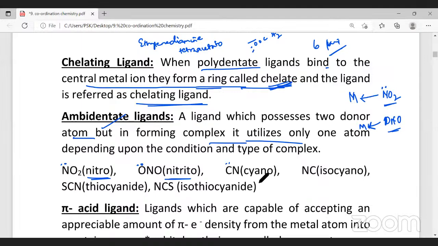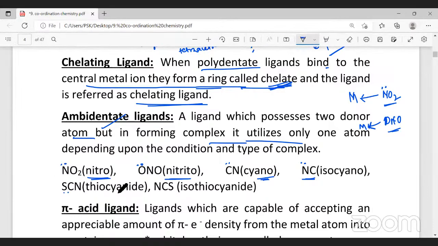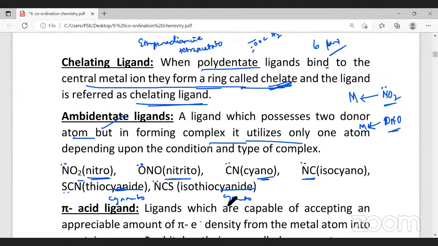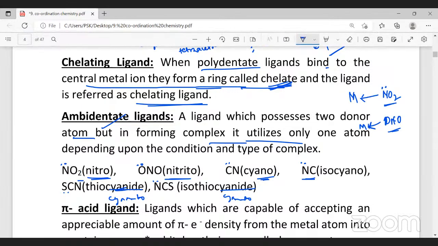Here you can see cyanide. Carbon is the donor atom, cyanido. Here nitrogen is the donor atom, isocyanido. Here sulfur is the donor atom, thiocyaneto. This is wrong. SCN minus is called thiocyaneto, because it's a negative ion. Here the donor atom is nitrogen. This is called isothiocyaneto. All right. So these ligands are called ambidentate ligands. A ligand which can have more than one type of donor atom is called an ambidentate ligand.